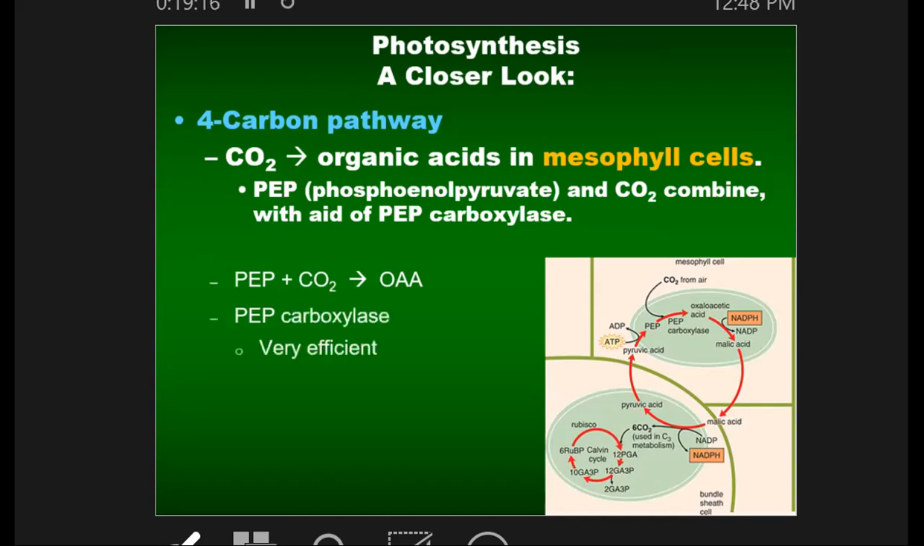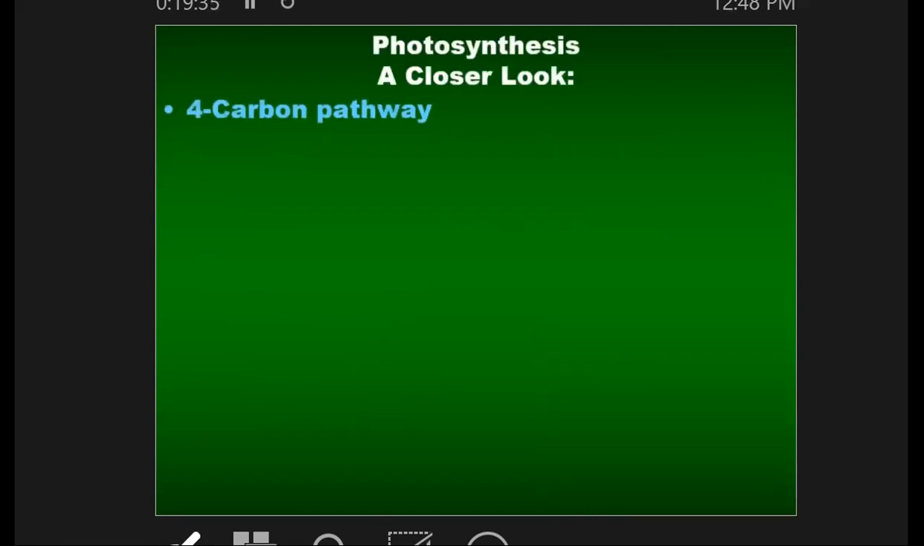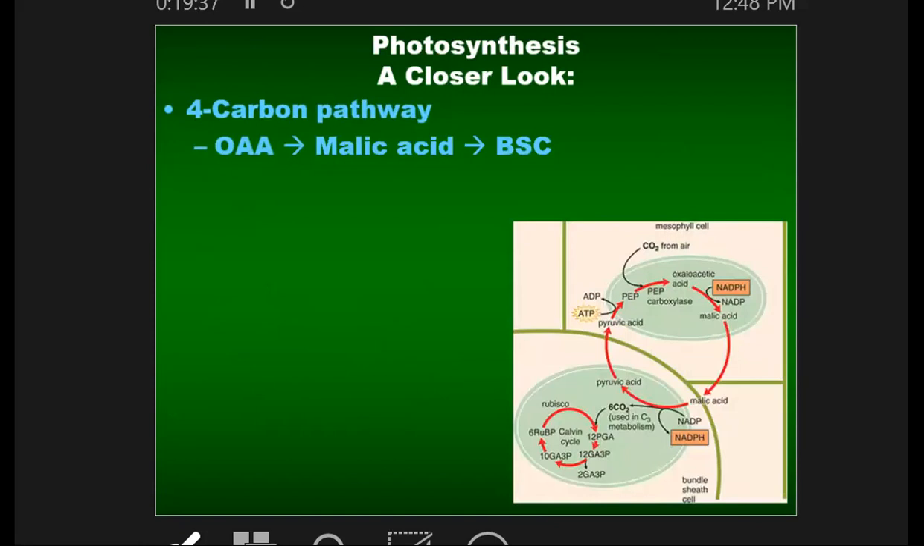And so that enzyme, we say it's very efficient and it doesn't pay attention to oxygen, right? And so that's great. That means that you definitely get PEP and CO2 reacting to give you oxaloacetate, which is what you want, so that you can convert that oxaloacetate to malate or malic acid. Malate or malic acid, same thing. Here it's malic acid in the figure, and the other one was malate. Anytime you see ATE on the end of a word, that's an acid.